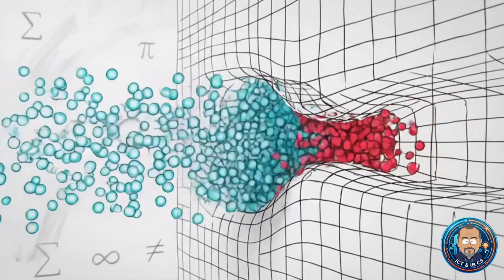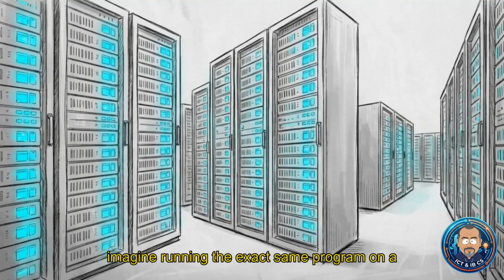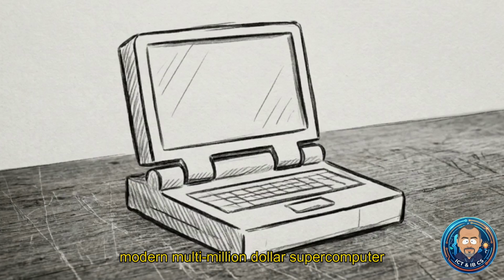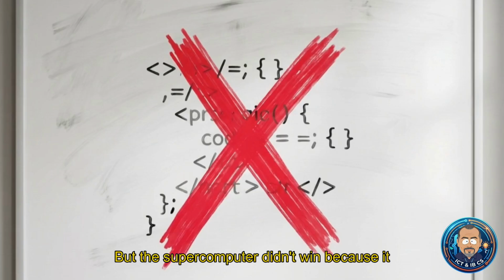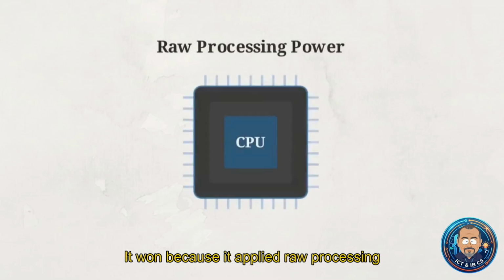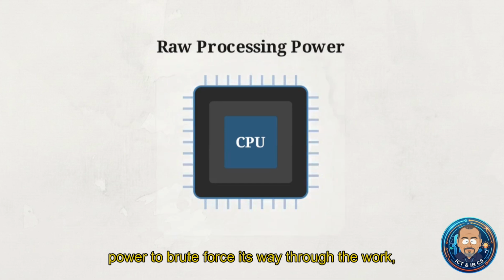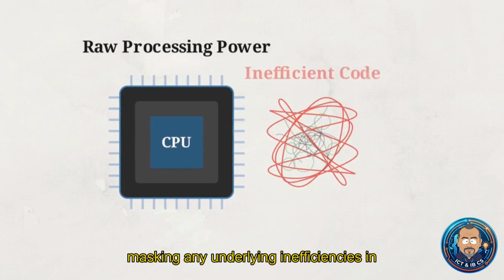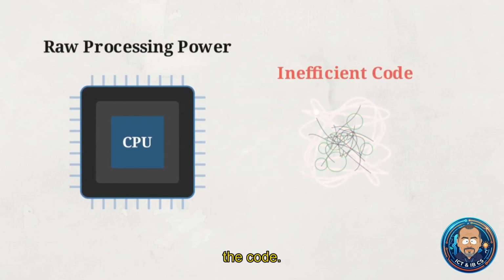scales toward infinity. To see why this matters, imagine running the exact same program on a modern multi-million-dollar supercomputer and a 10-year-old consumer laptop. Naturally, the supercomputer finishes the task first, but the supercomputer didn't win because it was running a superior algorithm. It won because it applied raw processing power to brute force its way through the work, masking any underlying inefficiencies in the code.